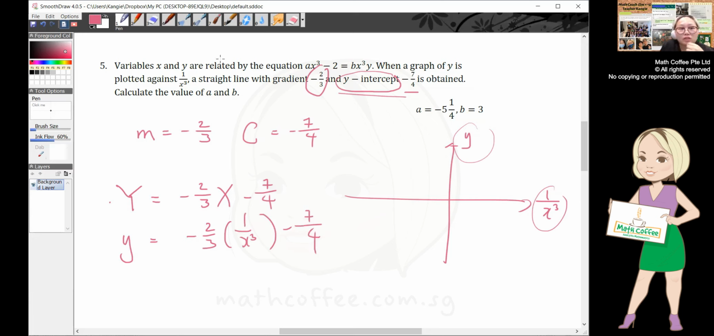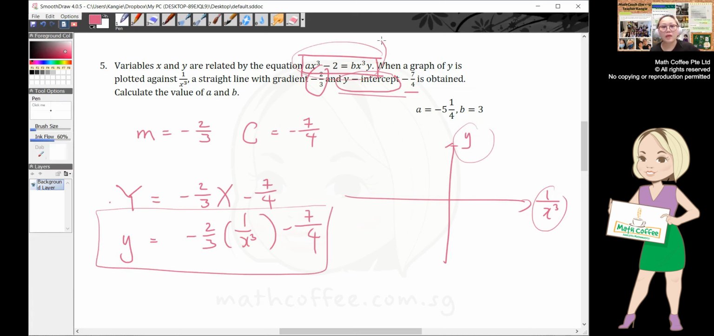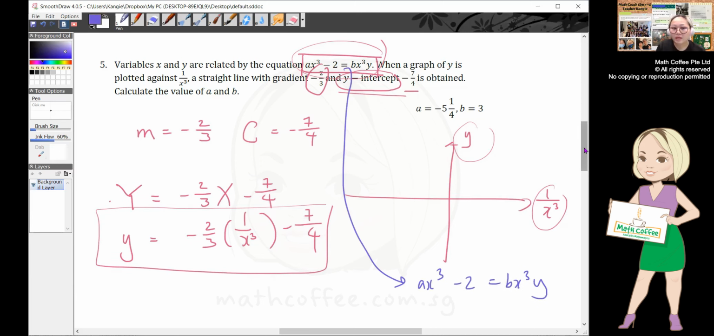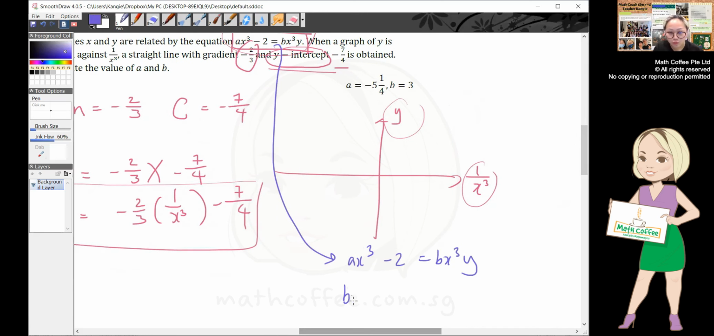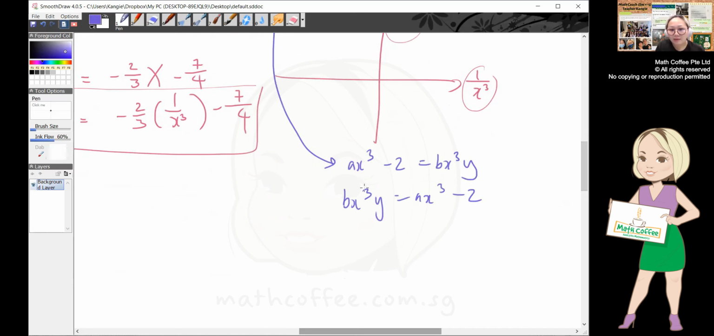Then your task is to find out what A and B are. Do you see this is the original non-linear form? So now your task is to massage this to become this way. So let's see. It is important that from here, let's shift it to the linear form, which is like what we learned in question 1 and question 2. Ax cubed minus 2 equals bx cubed y. And over here, you know that small y is the subject. So let's shift it. I'm going to do bx cubed y equals ax cubed minus 2. I'm going to divide by bx cubed throughout.